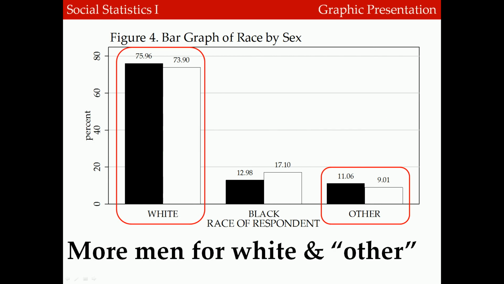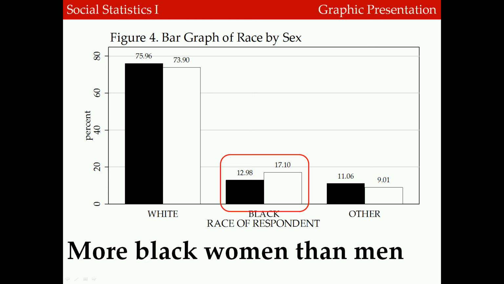So what's the actual pattern here? Well, in general, we can see that there are more men than women for several of the racial groups, especially white and other. But the pattern doesn't hold for blacks. Here we see that there are more black women than black men.